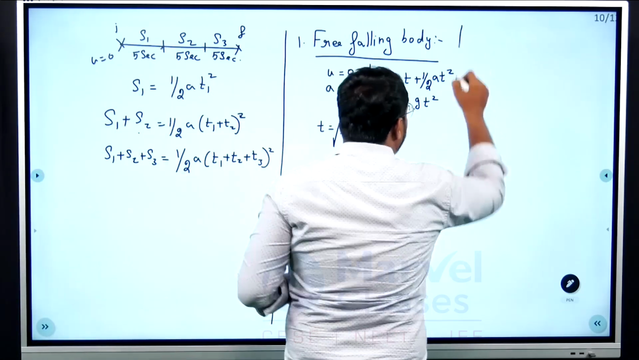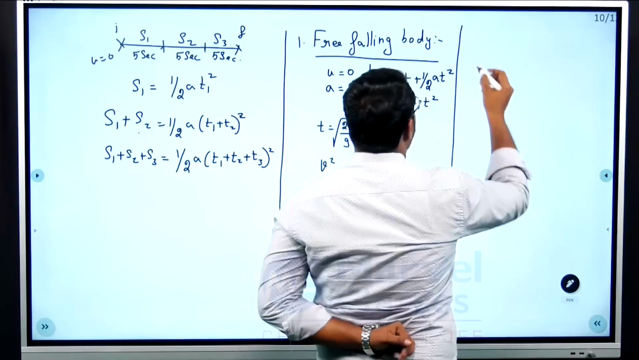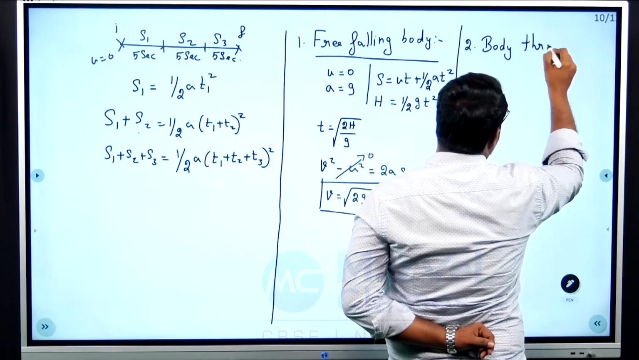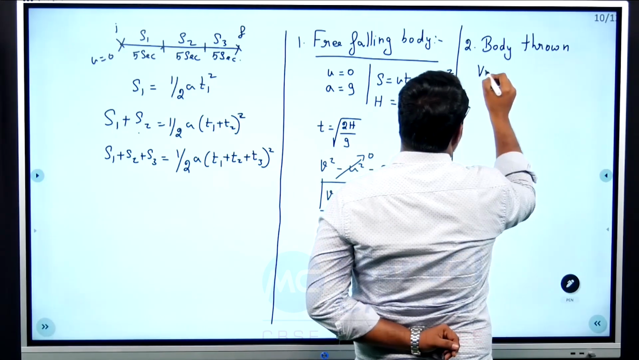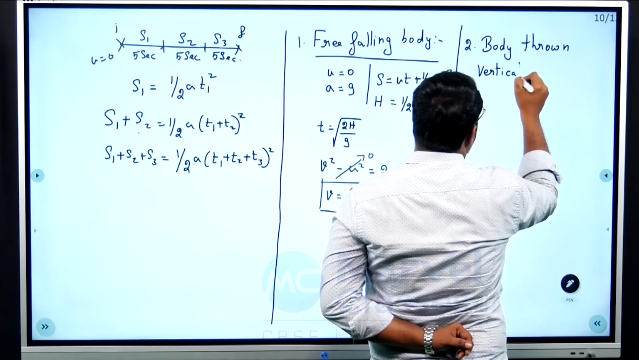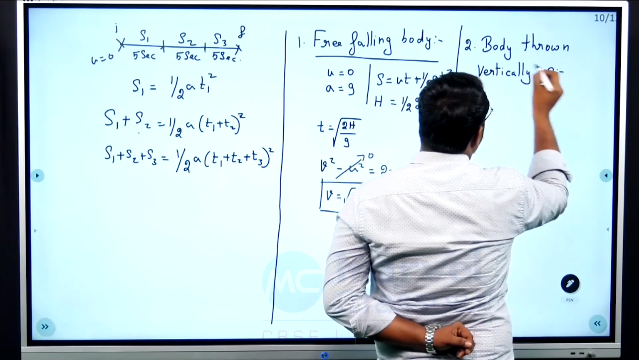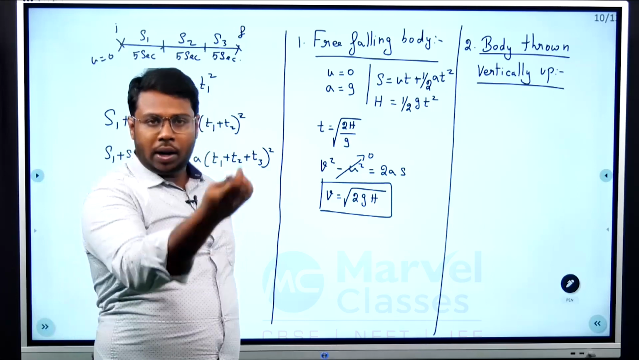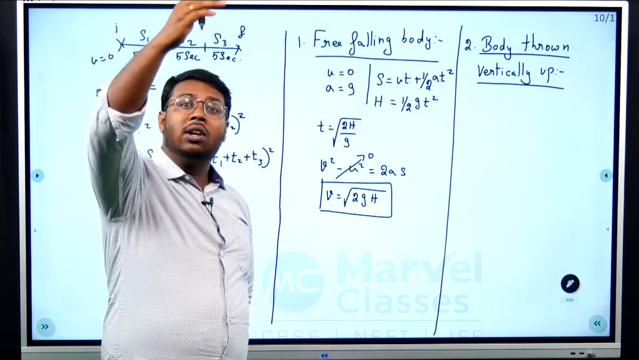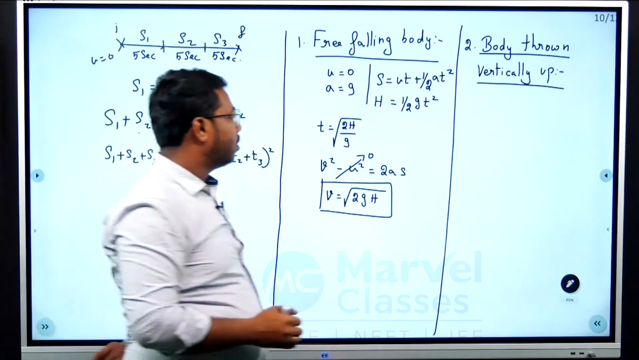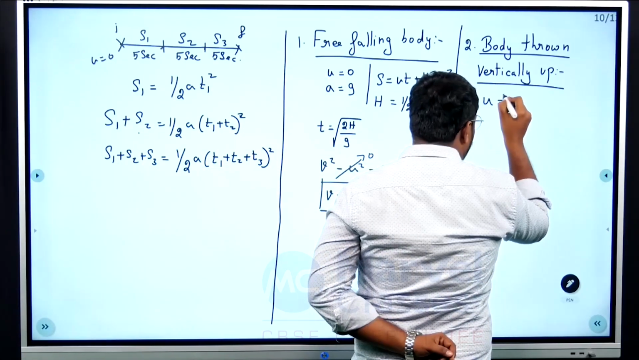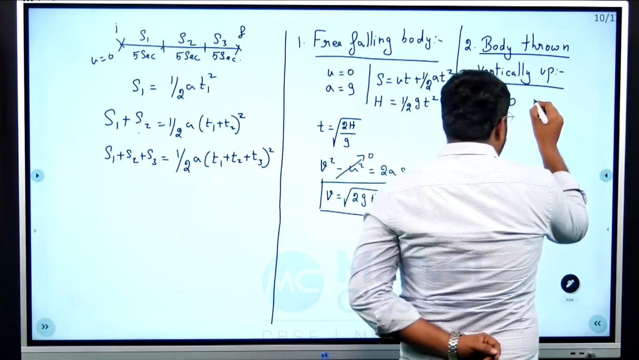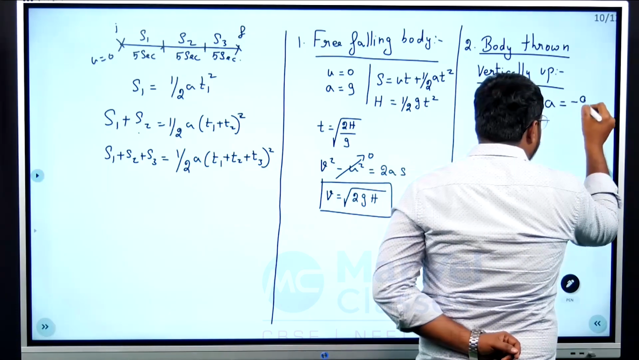Then, a body thrown vertically up. What happens? You give an initial velocity so that your body will reach a certain height and then falls down. So here your initial velocity is definitely not equal to 0. Then your acceleration should be negative g.